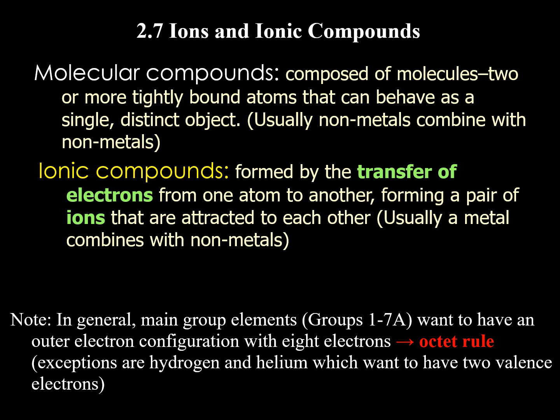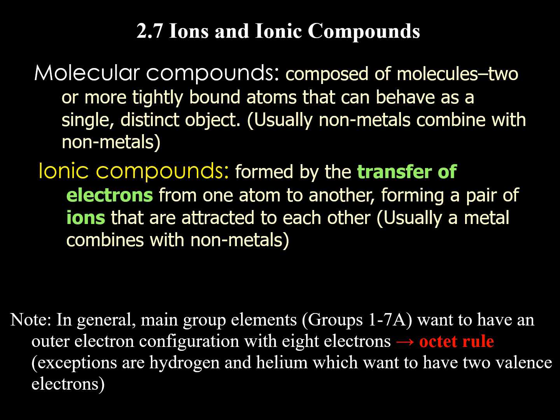Molecular compounds are usually composed of nonmetals. You recall nonmetals are located on the right side of the periodic table, versus ionic compounds, where you transfer electrons from one atom to another, usually a metal combining with a nonmetal.